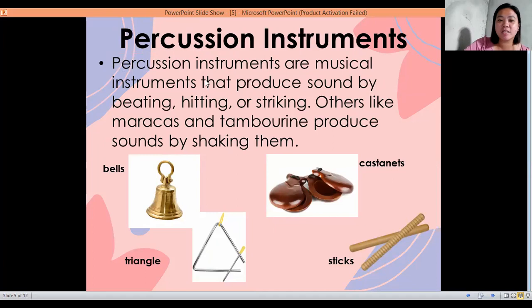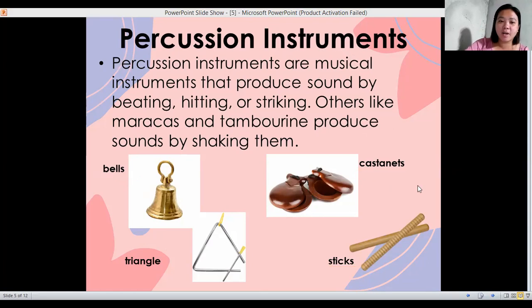Percussion instruments are musical instruments that produce sound by beating, hitting, or striking. Others, like maracas and tambourine, produce sounds by shaking them. So these are examples of our percussion. To make a sound, you are going to shake the bells. Also, the castanets, you need to do like this to make a sound. The triangle, you need to hit it, and also the sticks. So these are our percussion instruments.